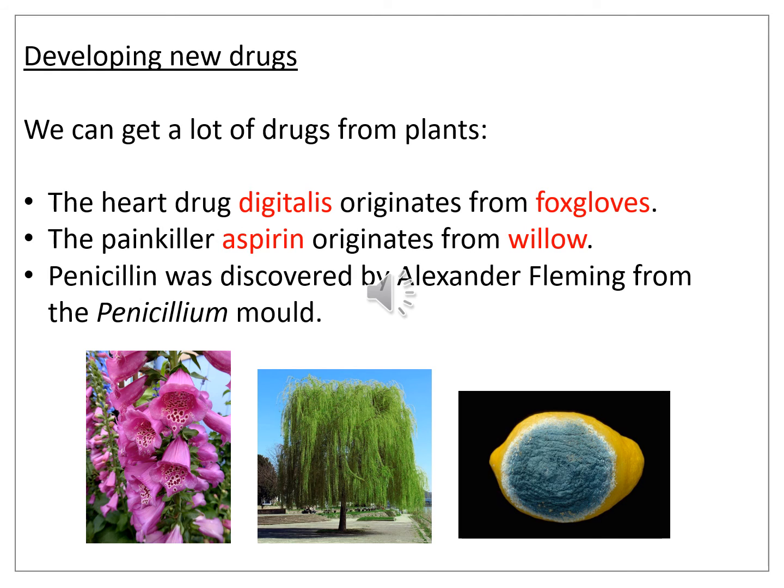Developing new drugs. We can get lots of different drugs from plants. You need to know about 3 specific examples of drugs and their origins. The heart drug digitalis originates from foxgloves, the first image on the left. The painkiller aspirin originates from the willow tree, and penicillin was discovered by Alexander Fleming from the Penicillium mold.